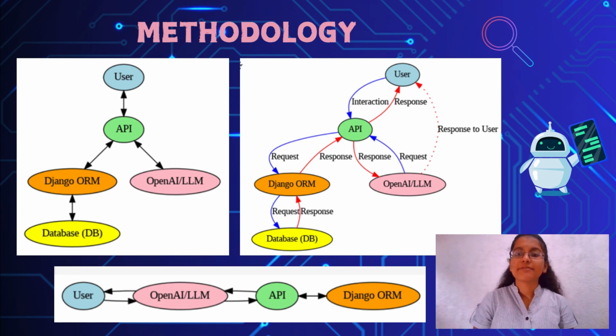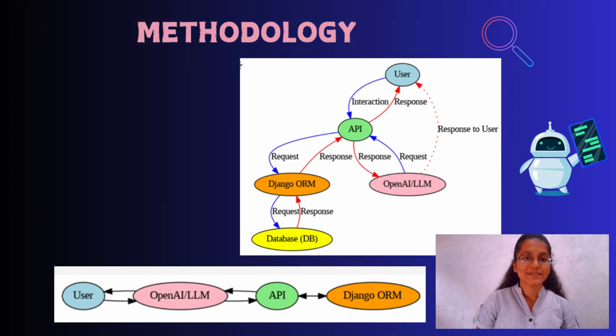The API then forwards this query to a Django ORM, which provides a secure and efficient mechanism to interact with the database. The Django ORM translates the query into a form understandable by the database and retrieves the relevant data. This data flows back through the Django ORM to the API, where it is formatted into a conversational response. Finally, the response is presented to the user in the given chat space.